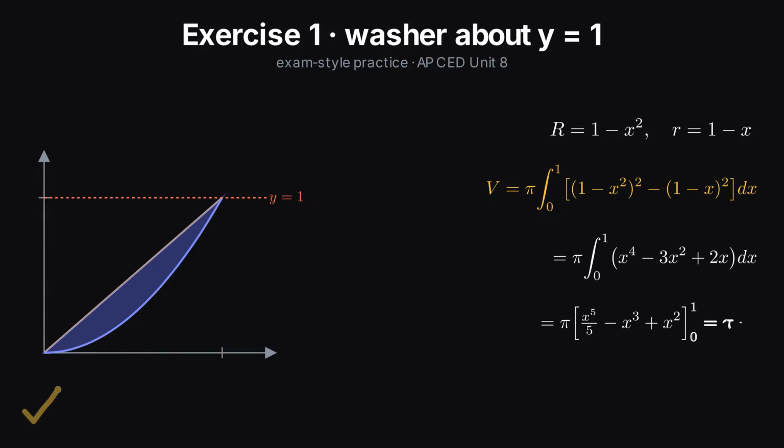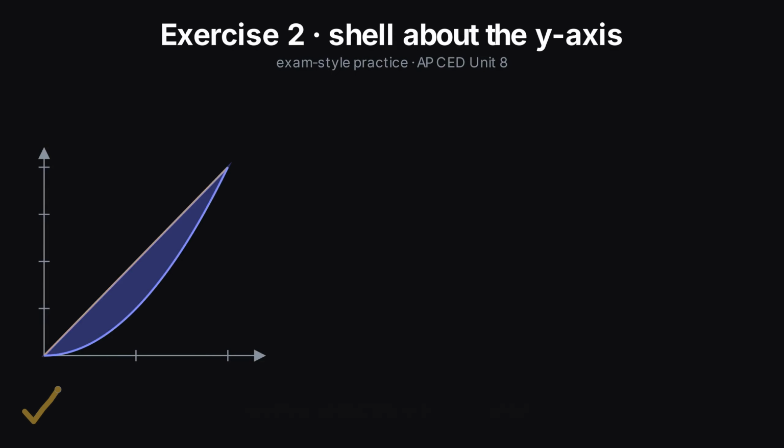Expand the brackets and the inside simplifies to x to the fourth minus 3x squared plus 2x. Its integral from 0 to 1 is 1/5. So the volume is pi over 5. Clean and exact. Exercise 2, the shell method.